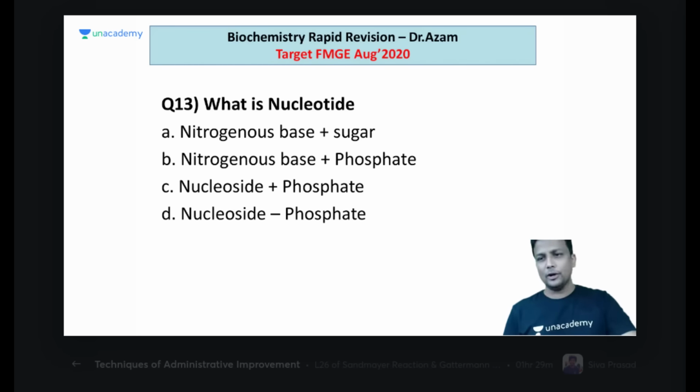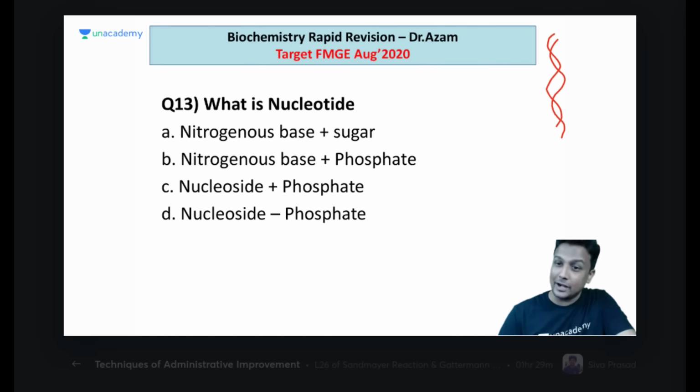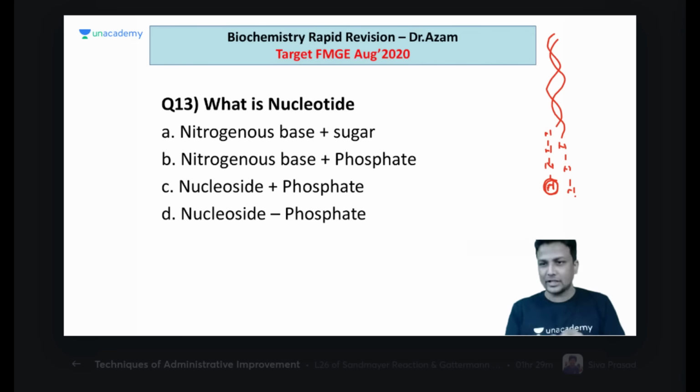What is a nucleotide? I hope you all know that our DNA is double stranded. Our DNA has one strand here like this, and there's another strand here. And what is this strand made up of? A polymer of nucleotides. It is made up of many, many nucleotides. Now we want to learn in depth what each nucleotide is made up of.